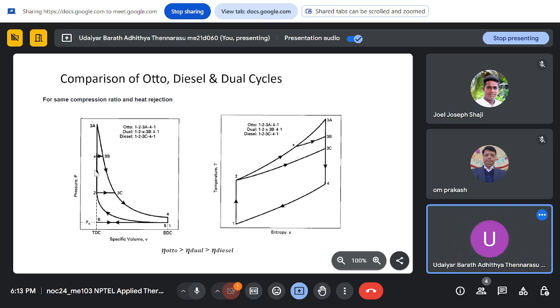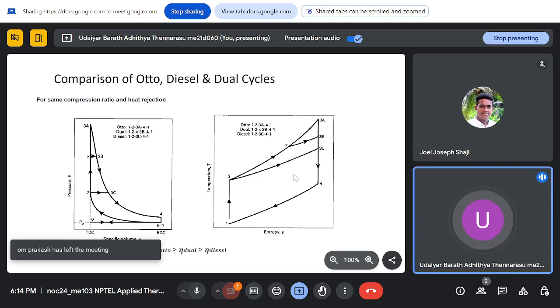If you see, your work done is more in the Otto cycle. So even though the heat added will also be slightly larger for Otto, the net efficiency which you will get is more in an Otto cycle. So efficiency in the Otto cycle will be more, then comes dual, and then diesel. So similarly the process is also shown in a TS diagram. So 1, 2, 3A, 4 will be an Otto, and 2x, 3B is a dual, and 2 to 3C is your diesel.